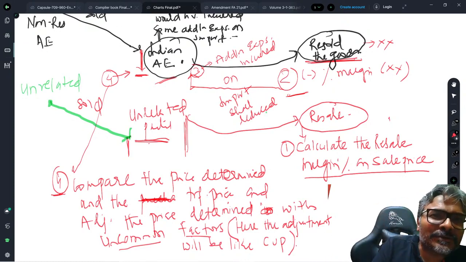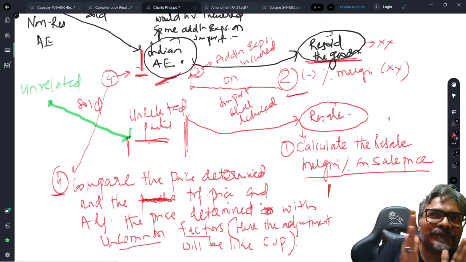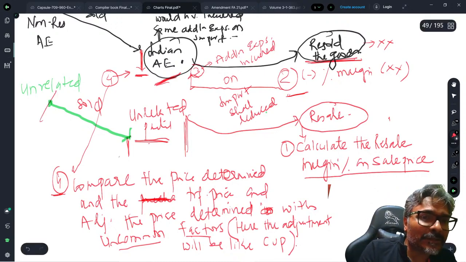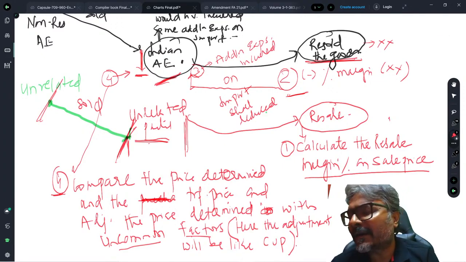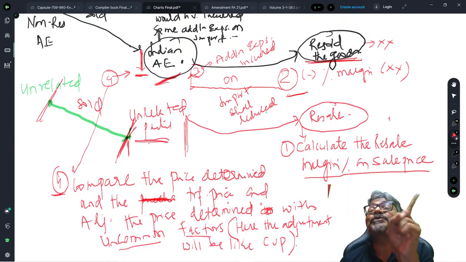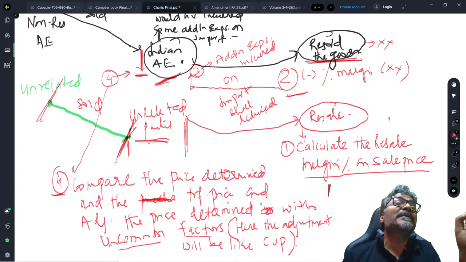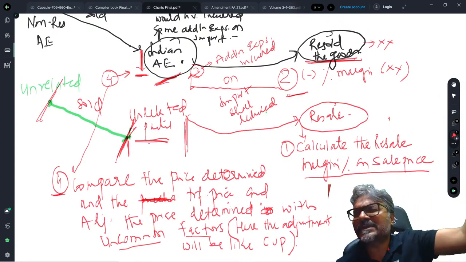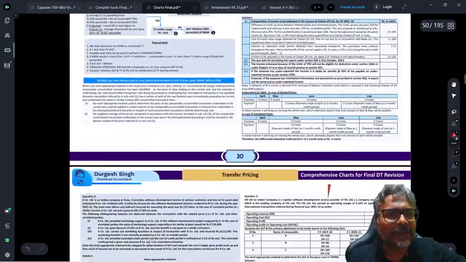And once you reduce this additional cost, students, you will have to see that this price is the ALP price. But if there are uncommon factors between the two transactions, the transaction with the unrelated party and the transaction with the Indian AE, then the price which you have determined will have to be adjusted for the uncommon factor so as to align with all the factors in the international transaction, that is the AE transaction. All that we have discussed in the CUP, the same discussion, students, will apply over here.